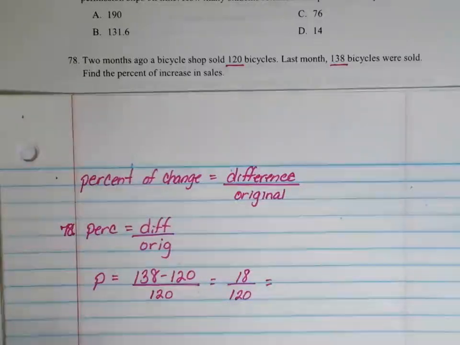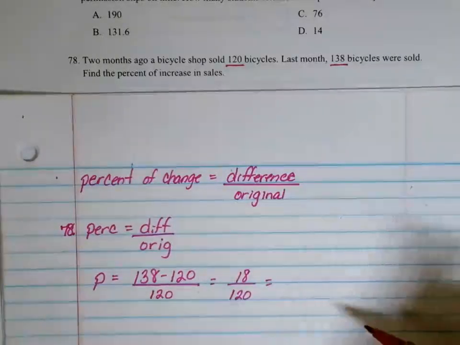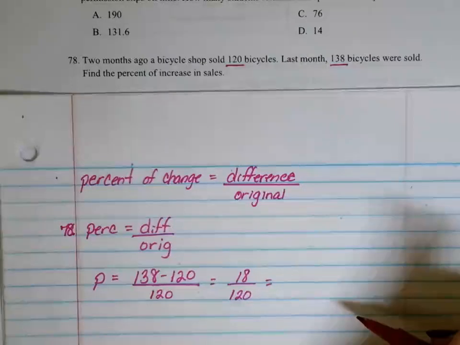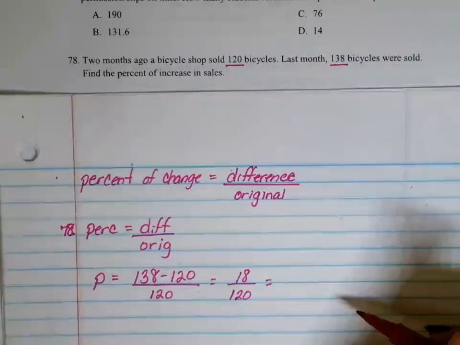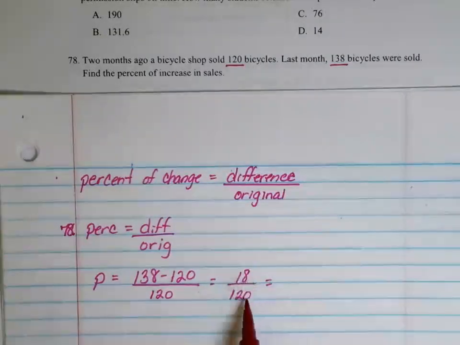Oh, look, we didn't grab calculators. Miss Paisel will bring them around to you. I know, even though it's on the board, that's what they need. What is 18 divided by 120? Those of you who actually have a calculator. 18 divided by 120. 0.15.